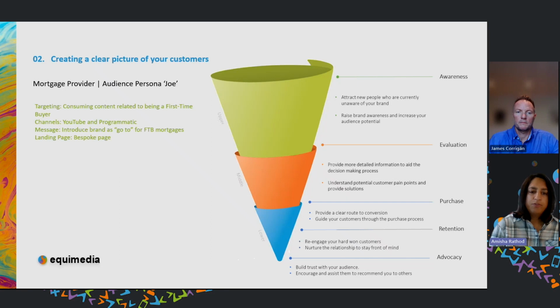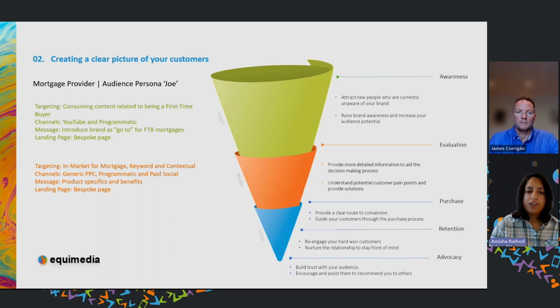Now, as Joe moves into a more in-market phase and is actively searching for mortgages, we'll use search behavior as well as contextual and other pre-built audiences that will infer that Joe is looking for a mortgage. Again, programmatic might be relevant along with paid social, with messaging that calls out the product benefits and the USPs, directing Joe to a landing page where there's plenty of information for him to make an informed decision and to be able to really understand the product.